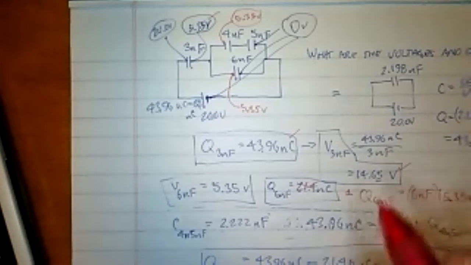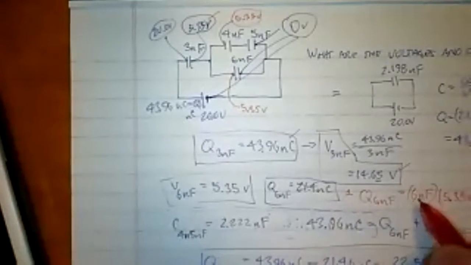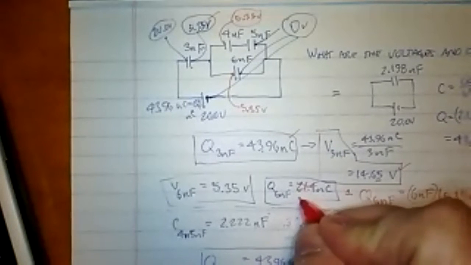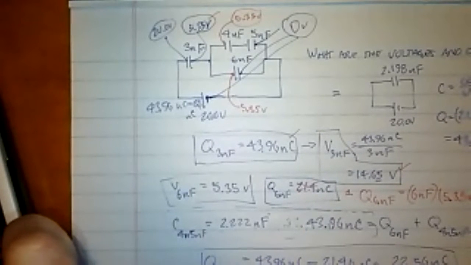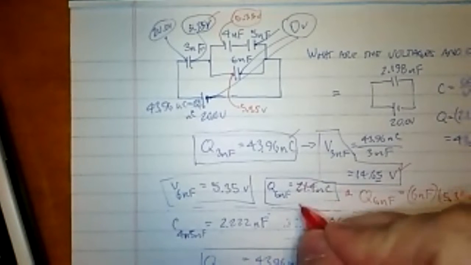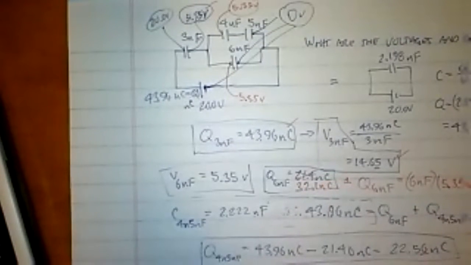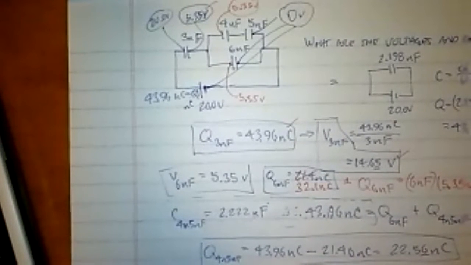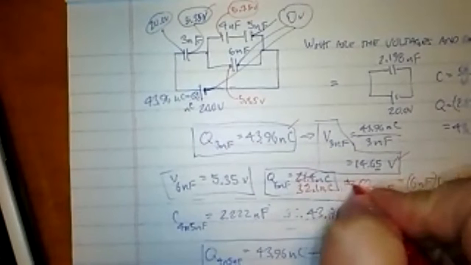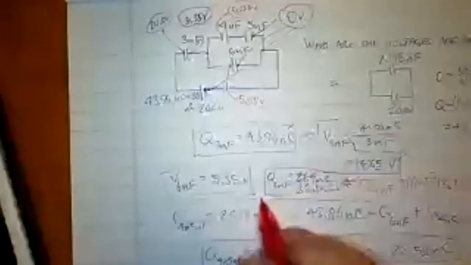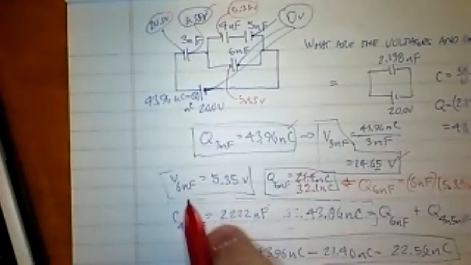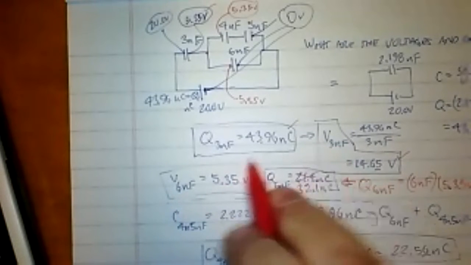Oh, I know. I multiplied this by 4 nanofarads instead of 6. So the actual answer is 32.1 nanocoulombs. Okay, now that we made that correction, everything else should work nicely. So that's how I got this one. Now that's giving me the charge on the 6 nanofarad and the voltage on the 6 nanofarad, the charge and voltage on the 3 nanofarad.